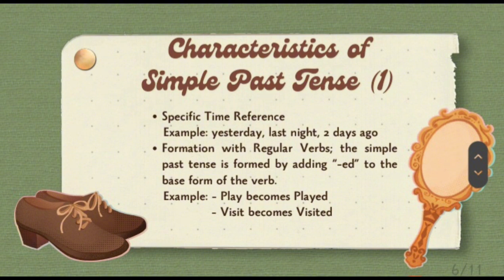Next, move on to the characteristic of simple past tense. There are three characteristics of simple past tense. The first one is specific time reference or adverb of time. For example, yesterday, last night, 2 days ago. The second one is formation with regular verbs. The simple past tense is formed by adding ed to the verb. For example, play becomes played, visit becomes visited.